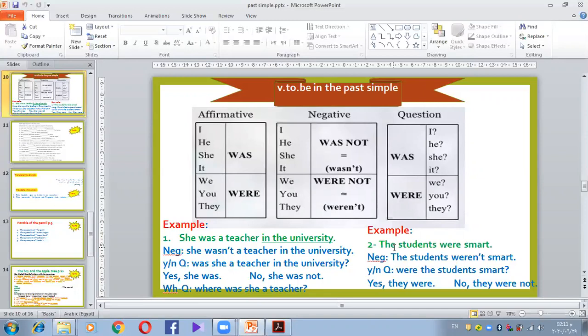In the negative, the students weren't smart. As a yes or no question, were the students smart? Yeah, they were. No, they weren't. So verb to be, it's the same like am, is, are, no changing.